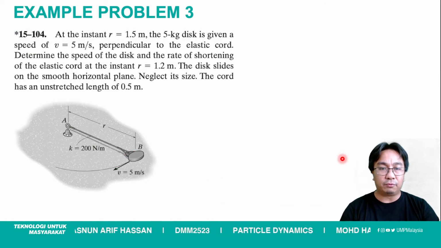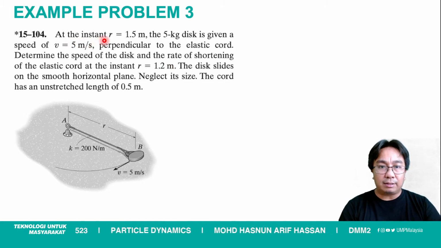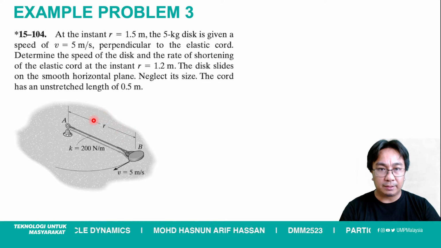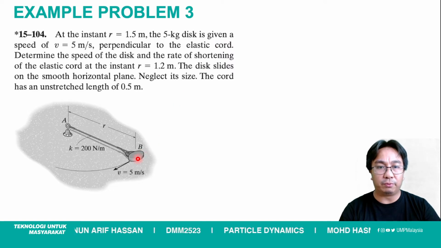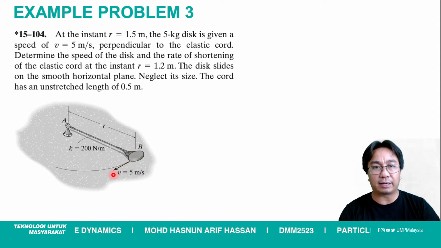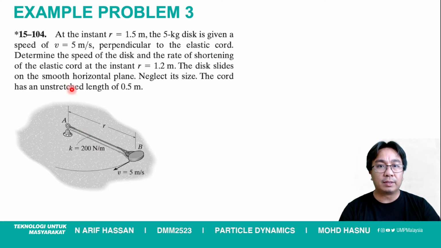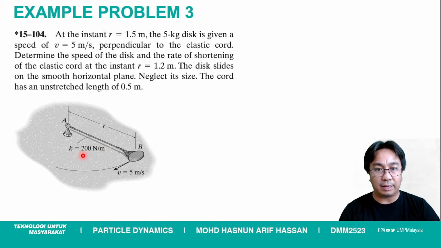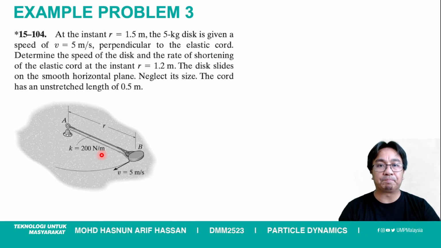The final example for today's lesson is example problem 3. At the instant r equals 1.5 meter, a 5 kg disc is given a speed of v equals 5 meters per second. This disk is moving at 5 meters per second in this tangential direction, perpendicular to the elastic cord. The cord is elastic, so it behaves similar to a spring. You can notice that the spring coefficient is given here, 200 Newton per meter.